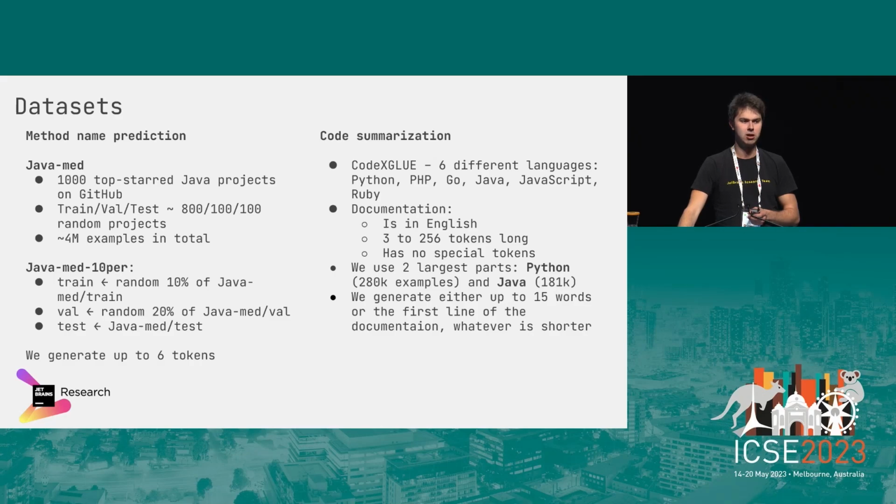The motivation for that is that this allows us to study whether the size of the dataset impacts the relative optimizer performance. Moreover, this allows us to escape the problems that are inherent to another popular Java small dataset, for which the test part is different from train, and the validation part is especially not similar to the train part.